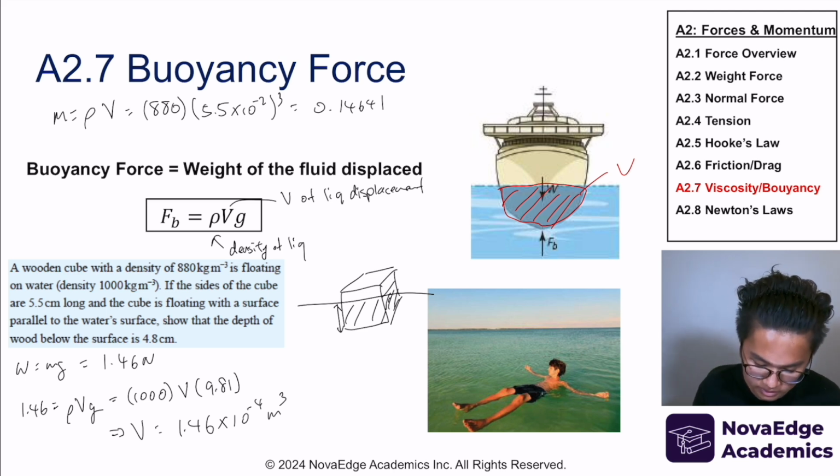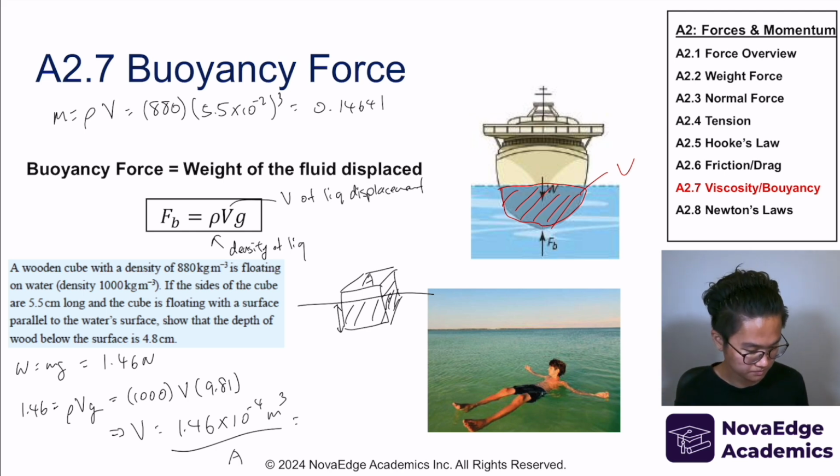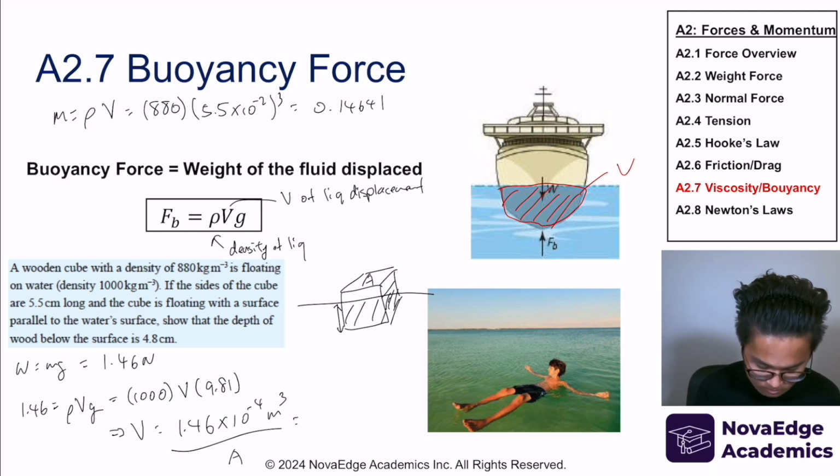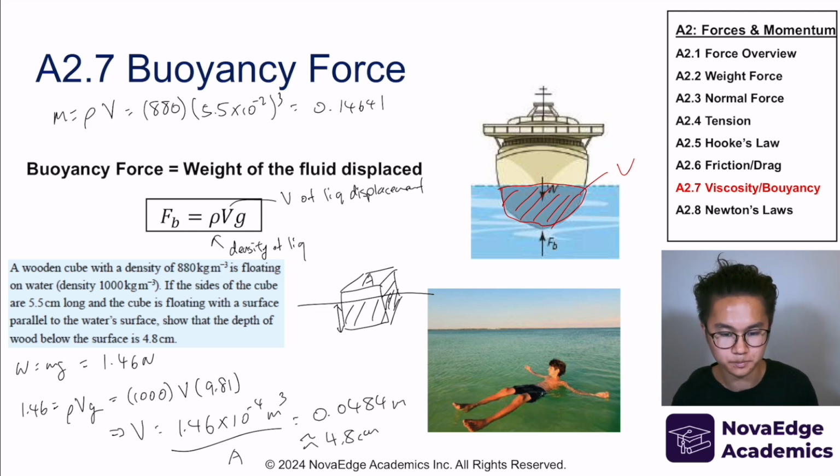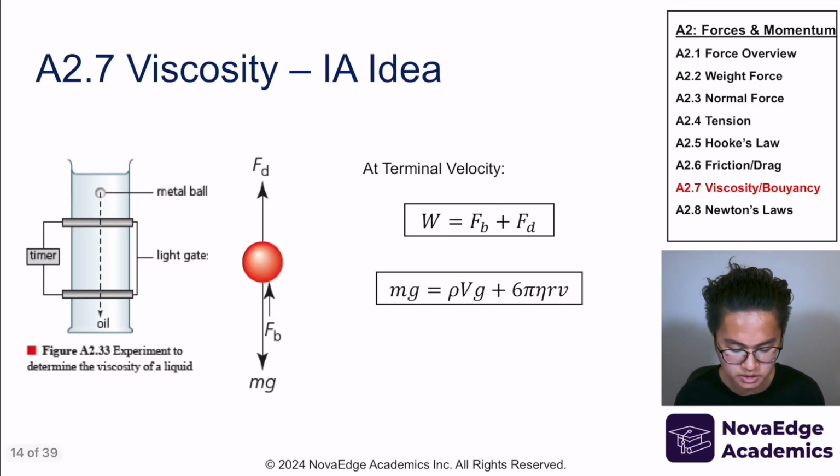Right? So this length that I'm interested in, I can just divide by the area to find the length. So if I divide this by the area, I get 0.0484, which is meters, which is 4.8 centimeters. And there you go. Okay, let's talk about viscosity as an IA idea.